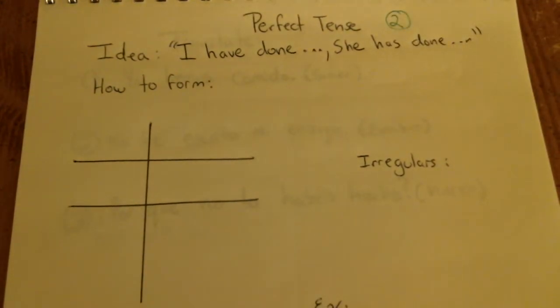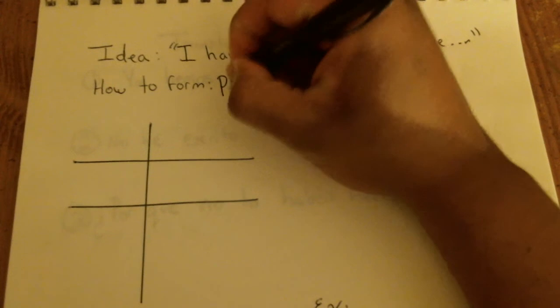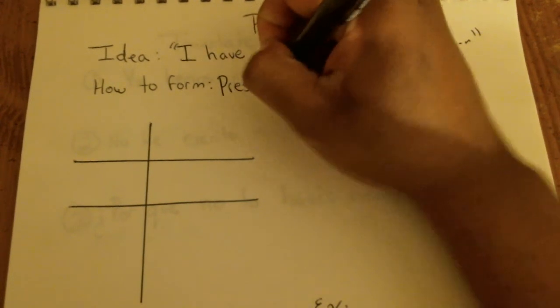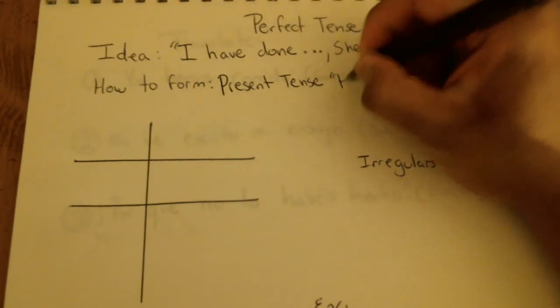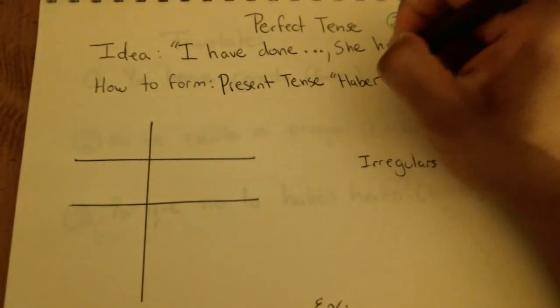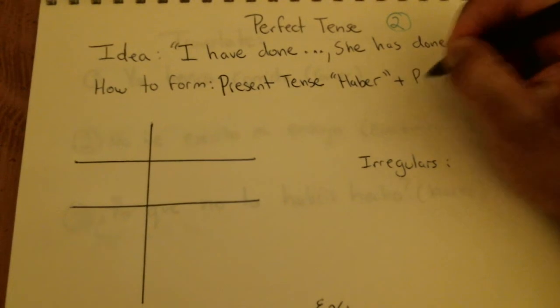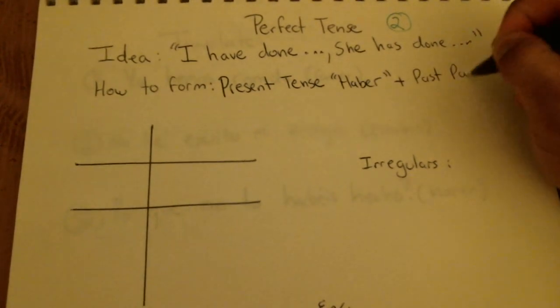Anytime you're talking about I have done this, or she has done that, or we have done this, or even if you're saying I haven't done this, or they haven't done that, anytime you're talking in those terms, it's called the perfect tense. And to form the perfect tense, you take the present tense form of the verb haber, okay? And then you add your past participle, okay?